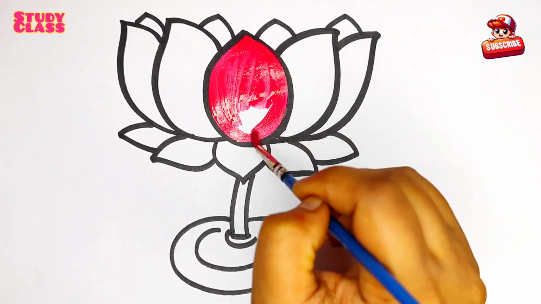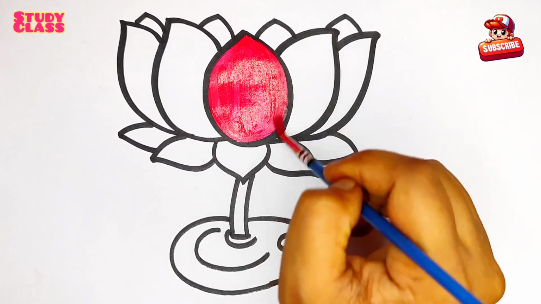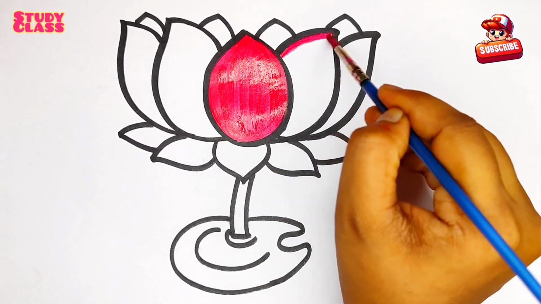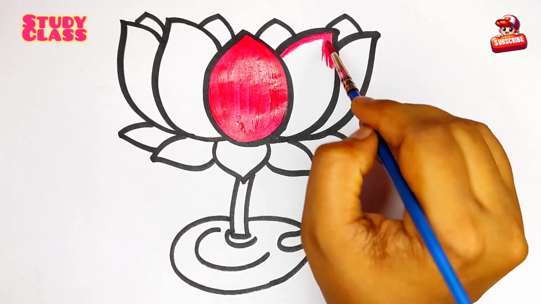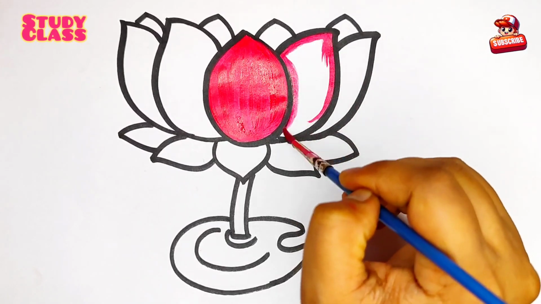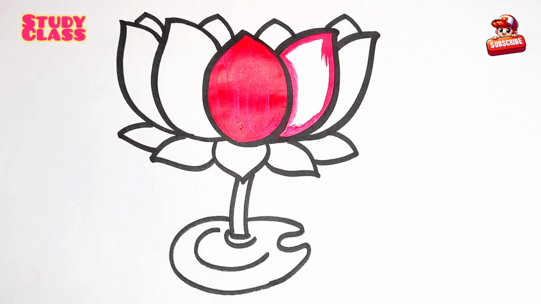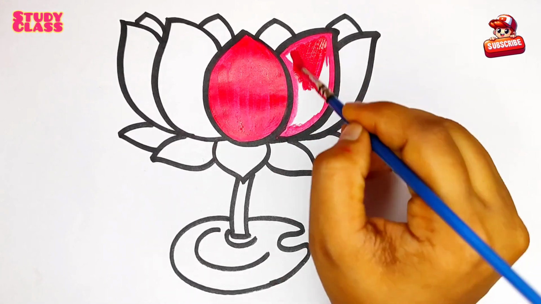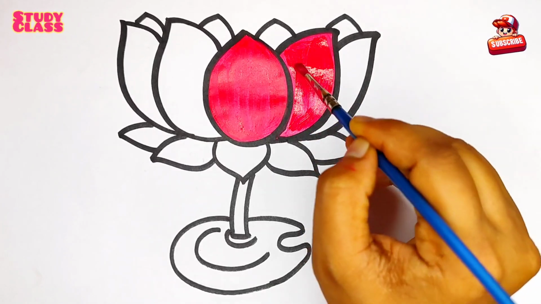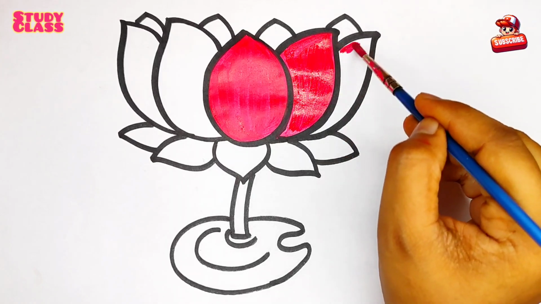The lotus is a beautiful flower that grows in water. It's the national flower of India. The lotus has large, round leaves that float on the water. The petals of the lotus flower are often light pink or white.